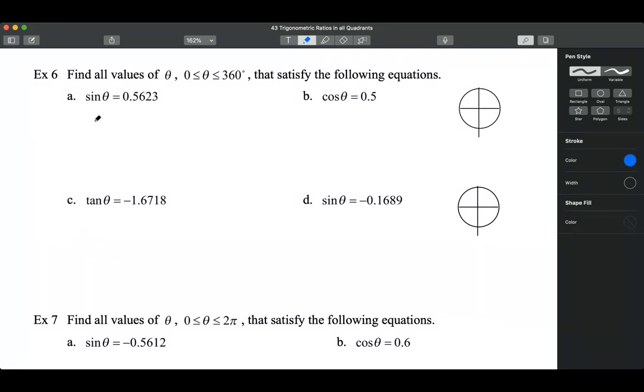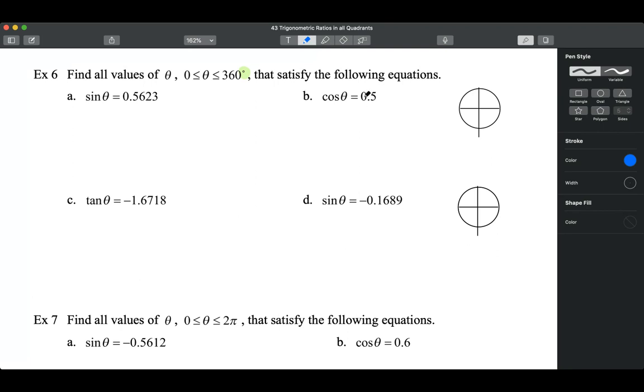I'm talking about example 6 here in lesson 43. And this is really similar to example 5, except that now we don't know what quadrant we're looking in, but we know we're going to go between 0 and 360 degrees. So degrees, that's a different one.